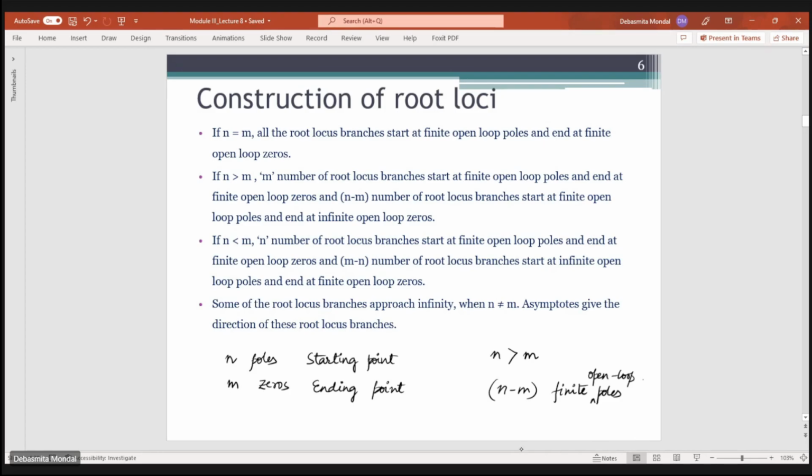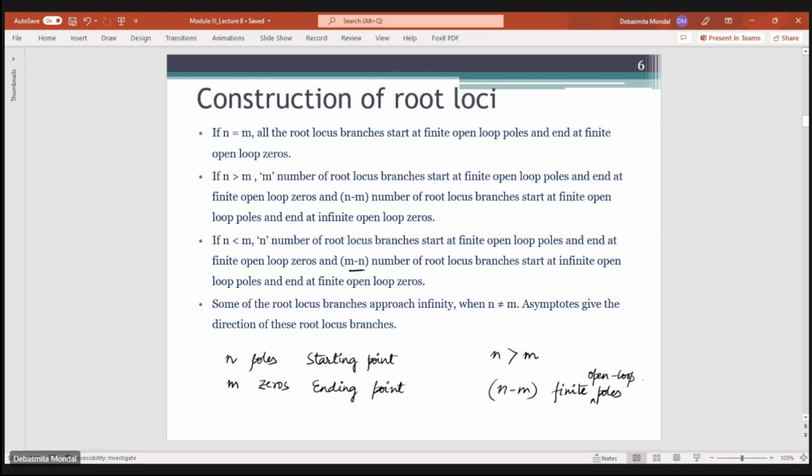Similarly, if the number of zeros is more than the number of poles, then n root locus branches start at finite poles and end at finite zeros, and the difference, m minus n root locus branches, start at infinite open loop poles and end at finite open loop zeros. The moment the root locus ends at an infinite zero or starts at an infinite pole, it means n is not equal to m. So the root locus is either approaching infinity or coming from infinity.